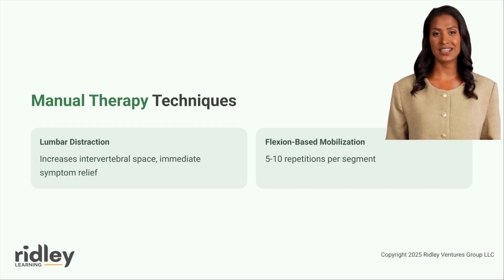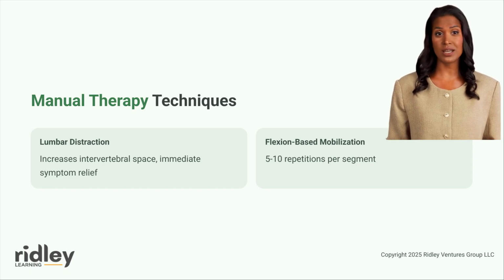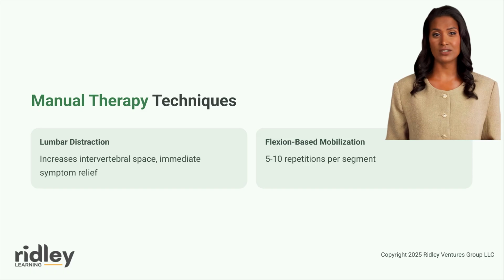Flexion-based mobilization techniques apply oscillatory or sustained forces that promote lumbar flexion at symptomatic segments. These techniques can be performed segmentally, targeting specific levels identified through clinical examination or regionally to address multiple segments. The physiological rationale parallels that of flexion exercises, promoting positions that increase canal dimensions and reduce neural compression. Mobilization grades and dosing should be individualized based on patient response, with typical protocols involving 5 to 10 repetitions per segment during each treatment session.